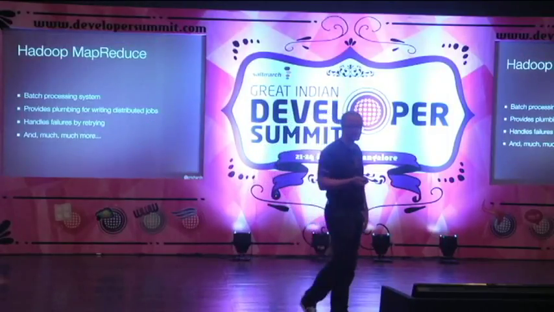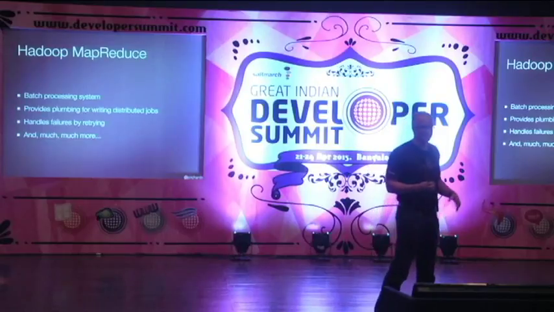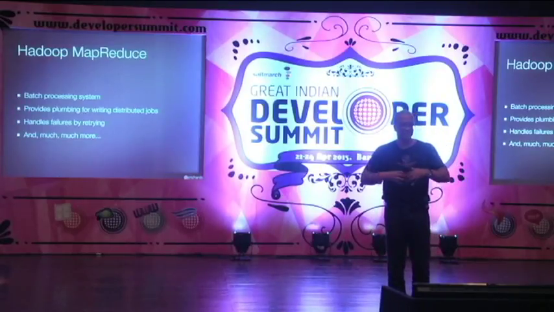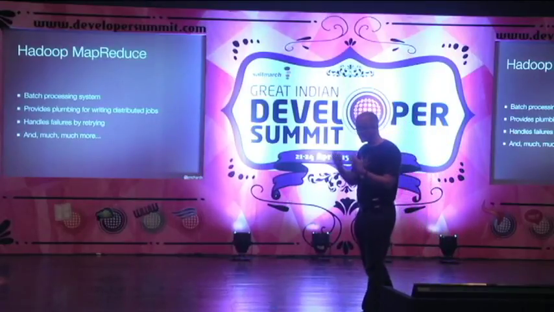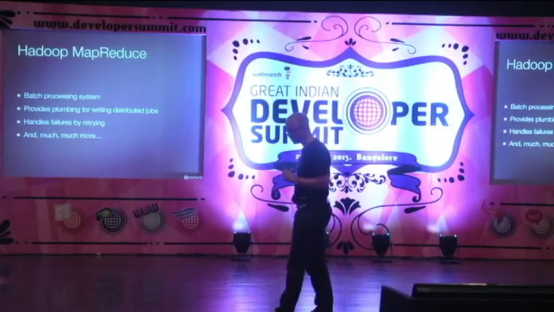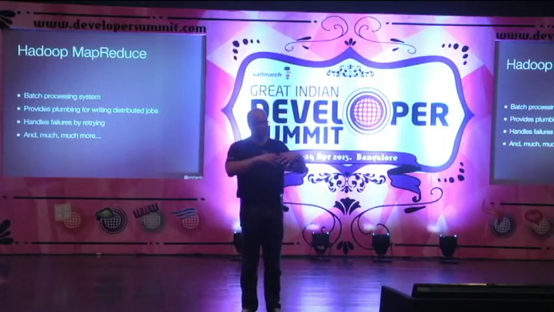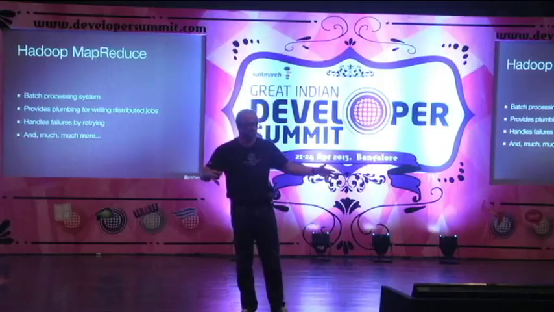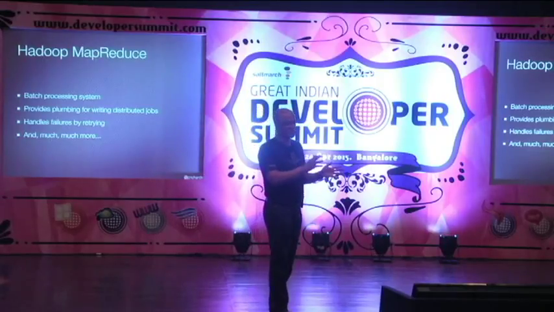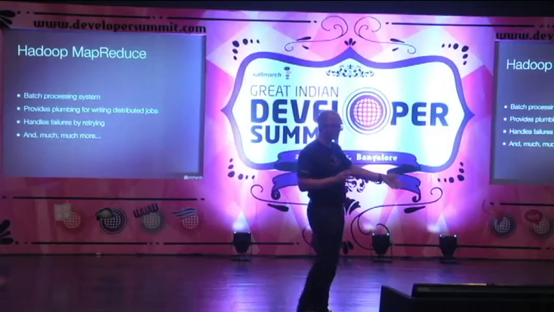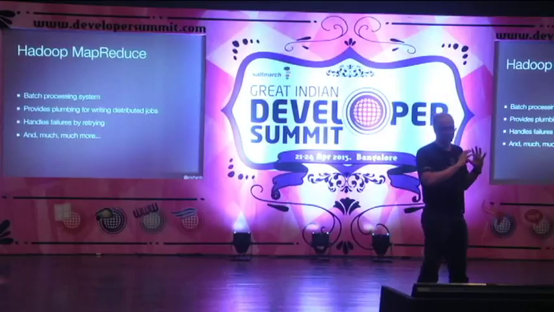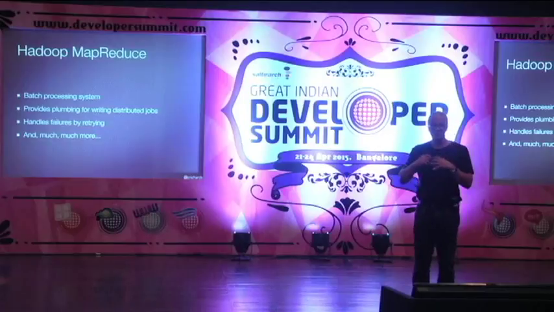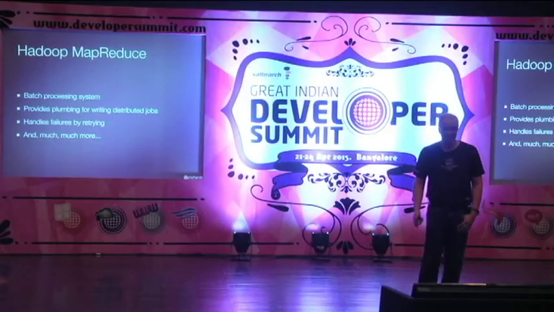On top of that is MapReduce, which is the processing part of it, and it's basically a batch processing system. It provides all the plumbing for writing distributed jobs, and it takes care of farming the work out across the machines and also dealing with machine failure. If a job is executing on a machine which then fails, Hadoop will automatically restart that job on a different machine, and as the user, you're completely unaware of that.